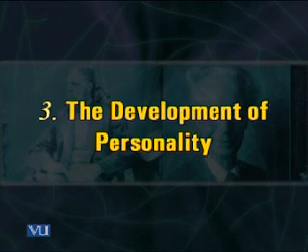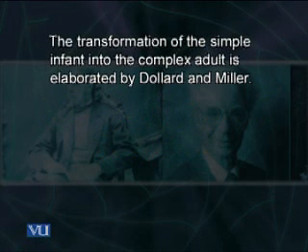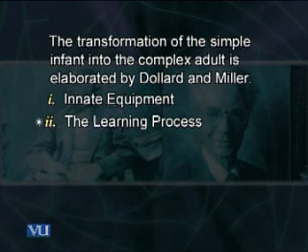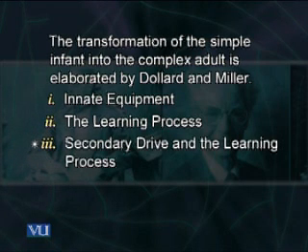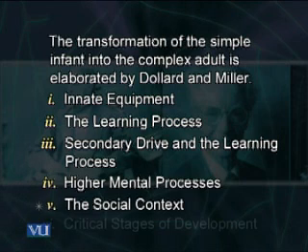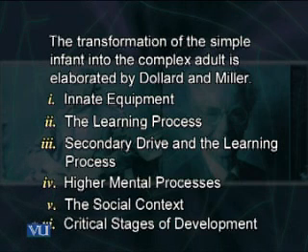Third important thing, the development of personality. Now, as an infant develops into a mature adult individual, he passes through some very important developmental stages. What are they? Let's talk about them. The development of personality, the transformation of the simple infant into the complex adult, is elaborated by Dollard and Miller into a series of steps. Number one, innate equipment. Number two, the learning process. Number three, secondary drive and the learning process. Number four, higher mental processes. Number five, the social context. Number six, the critical stages of development.